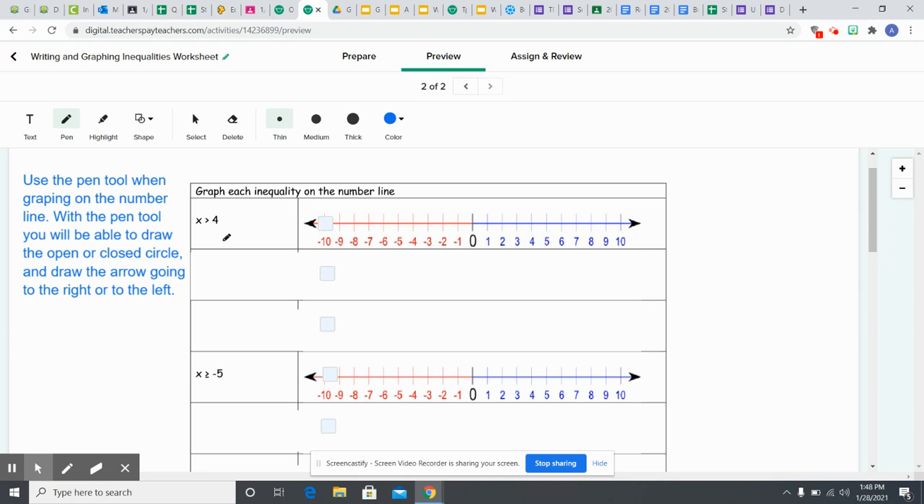So looking here, I got x is greater than 4. To know if I'm using an open or closed circle, it depends on my inequality sign. Open circle is when we don't have the line underneath. Okay, see how down here there's a line?